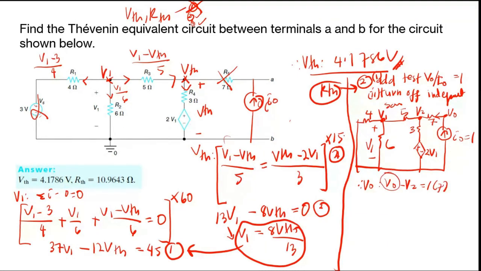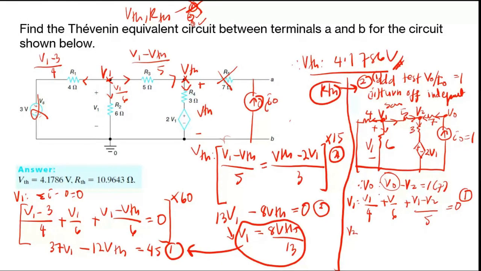Okay. So let's come up with the equation for V1 here. Let's say all the current is leaving the node. Here you will have V1 over 4 plus V1 over 6 plus V1 minus V2 over 5 equal to 0. So this is your first equation.